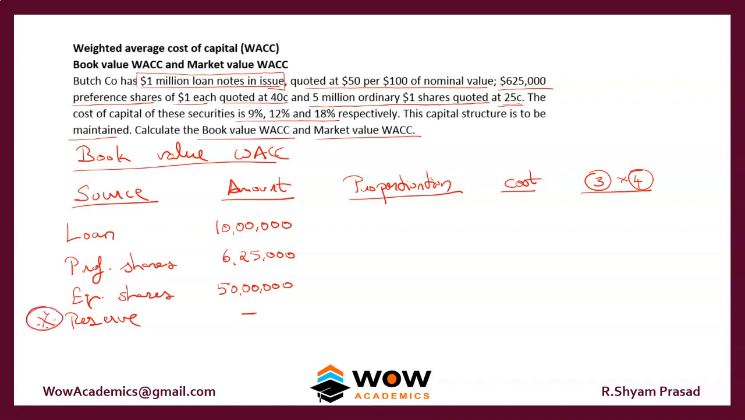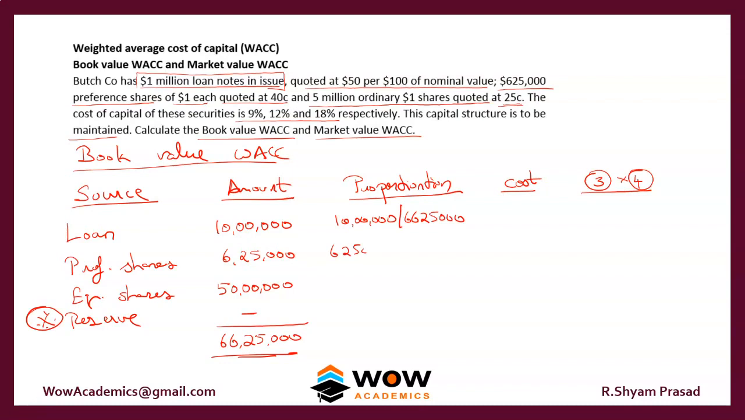You have to add that, or else your answer will be wrong. So now your job is to just add it, add all. The total comes to 66,25,000. Now we'll try to find out the proportion. So the proportion works like this: the 10 lakhs divided by 66,250 into 100, that will give you the proportion.